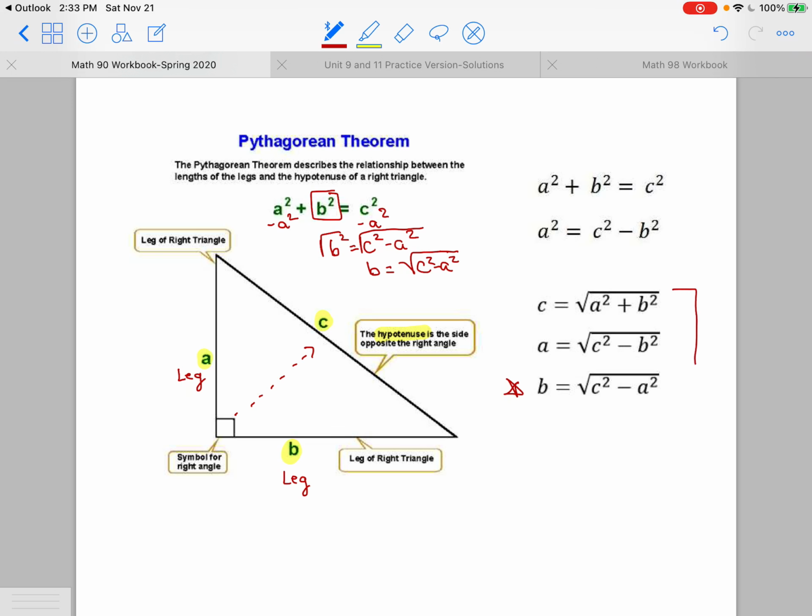Now, why are we doing that? Some students like to go to these shortcuts. If we were looking for the hypotenuse, we could just jump right to: the hypotenuse is going to be the square root of both of our legs squared. Or if we were looking for one of the legs, then either a or b is the square root of the hypotenuse squared minus the other leg squared. So these are just shortcuts that some students like to use.